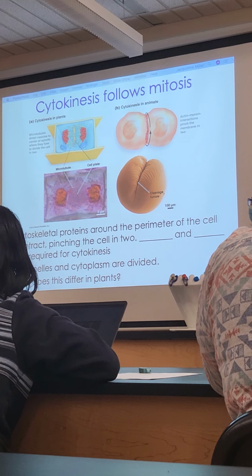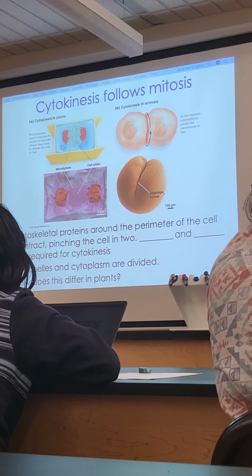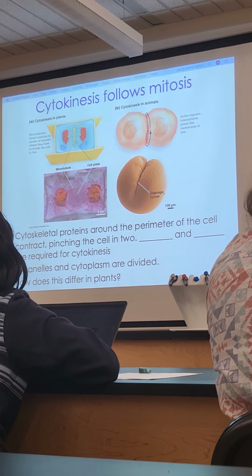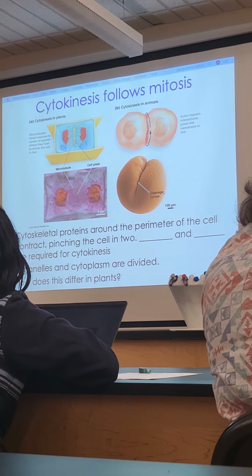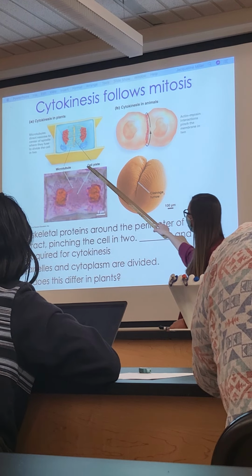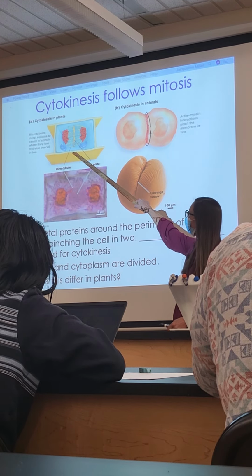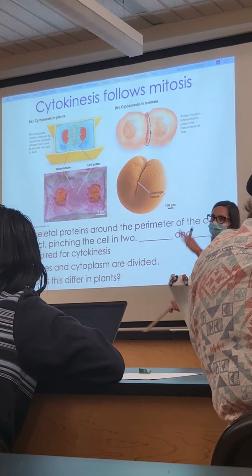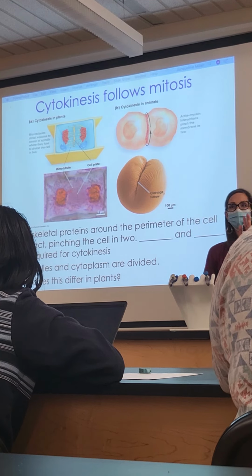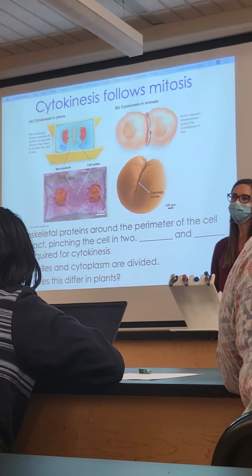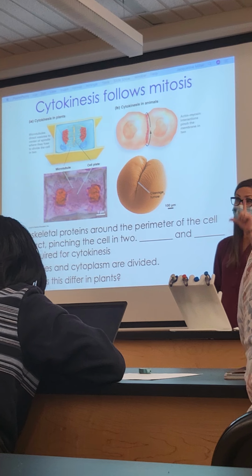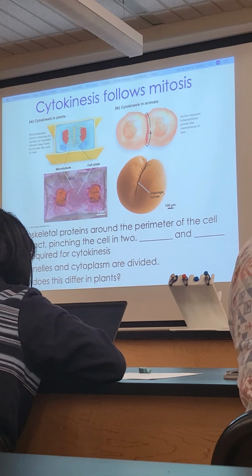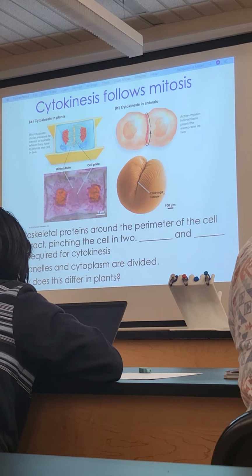Plant cells can't really do that. What's the reason why plant cells can't use the same cleavage furrow formation? They have a cell wall. So instead of forming this furrow, they have vesicles that deliver bits of the cell wall components to the middle. They form a cell plate. Basically they install a wall between the 2 cells rather than pinching off. So that's sort of the difference between those 2.